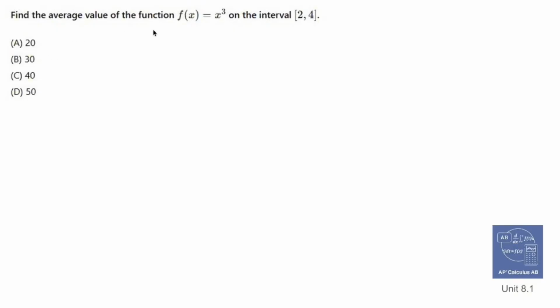Find the average value of the function f of x equals x cubed on the interval 2, 4. So we're going to use a little guy called the average value function. It looks a little something like this: 1 over b minus a, where a and b are your lower and upper limits. Then we're going to set up an integral from a to b of f of x dx. And so it's just a matter of using this and plugging everything in.